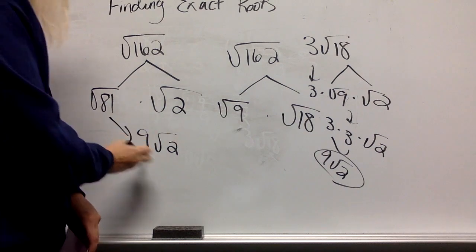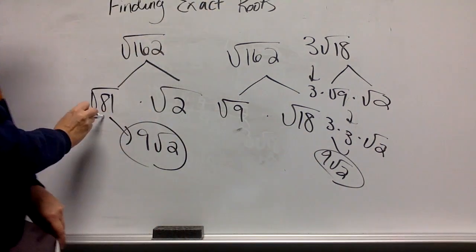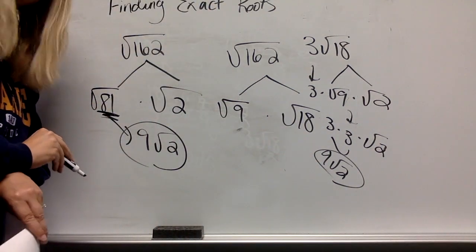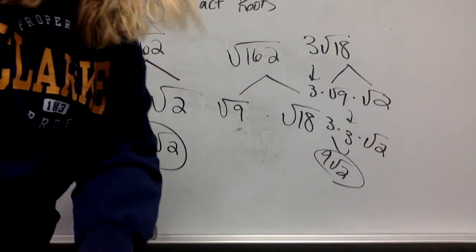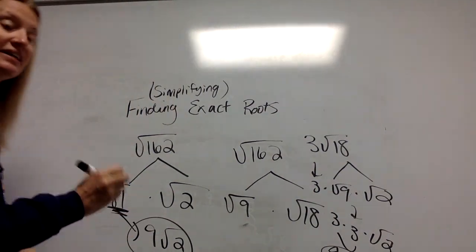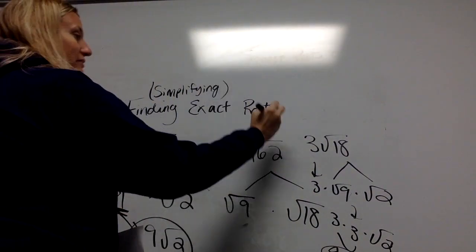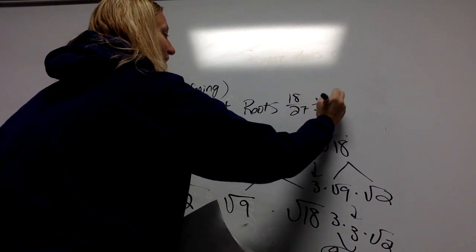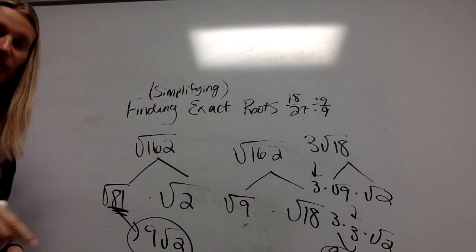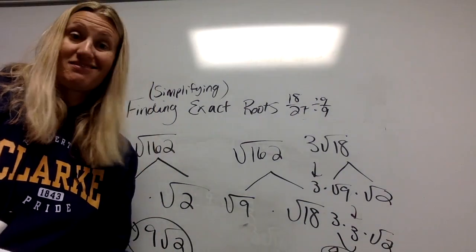Okay, so I get the same answer, but it was a lot easier if I could find the biggest perfect square. I could do less work. Just like when we are simplifying fractions, okay, it's a lot easier when I have 18/27s to just divide by 9 once rather than dividing by 3 twice. Both ways get me the answer.